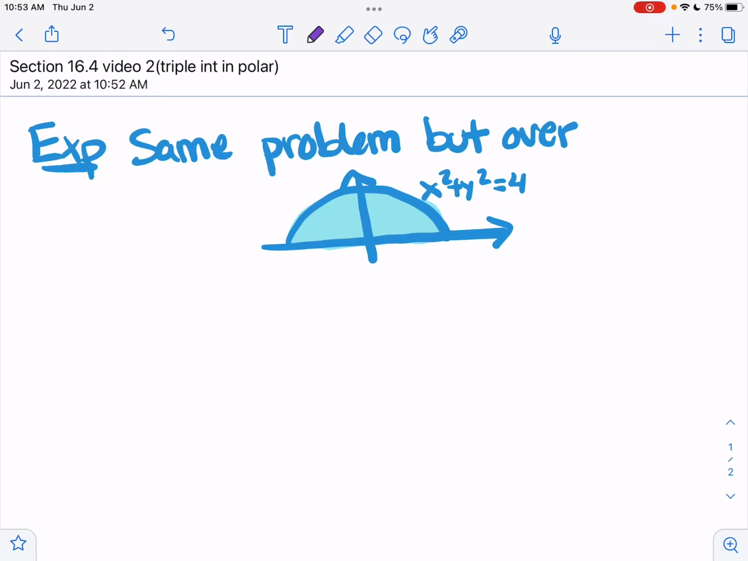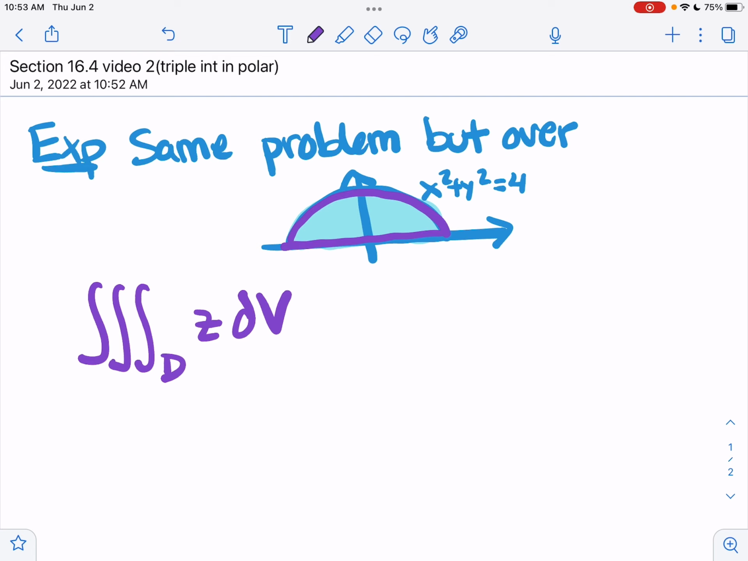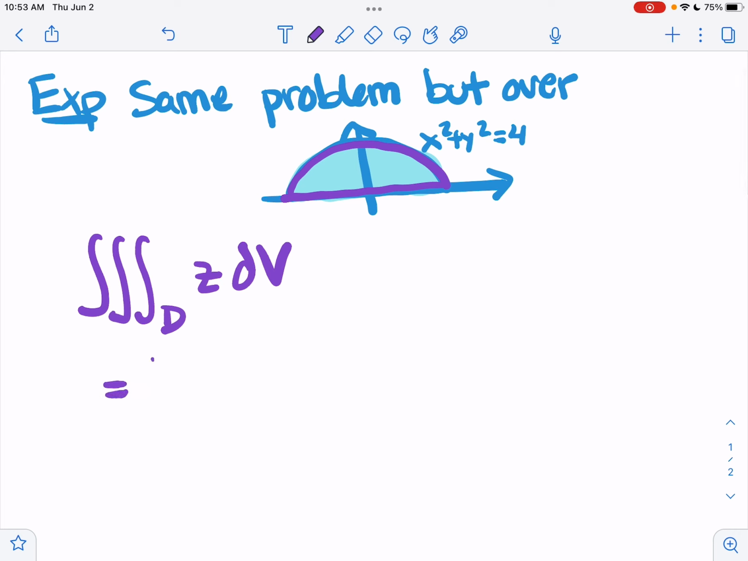The same problem that we just did in the previous video was the triple integral of z dV. The only thing that we've changed is the region that we're integrating over. We're going to integrate between the same two planes, and only the piece between the two planes that lives over this half circle instead. Why? Everything comes out the same initially.